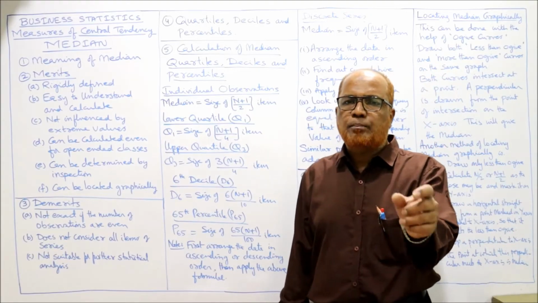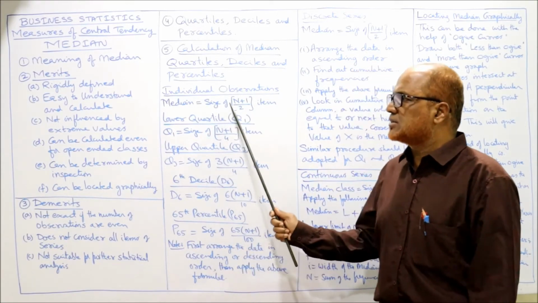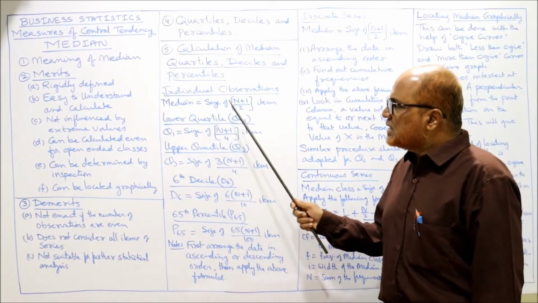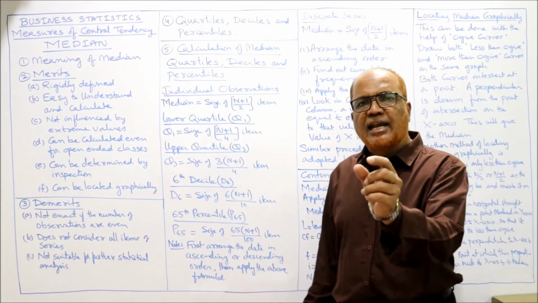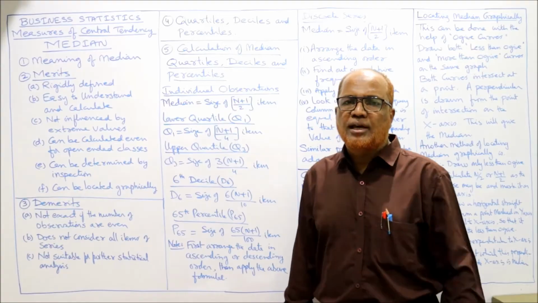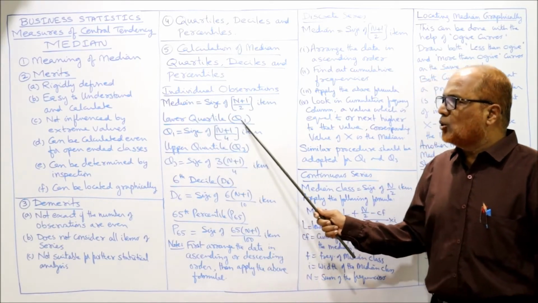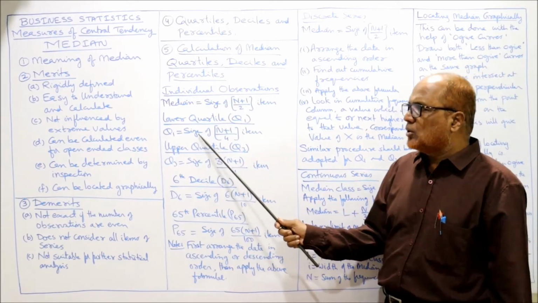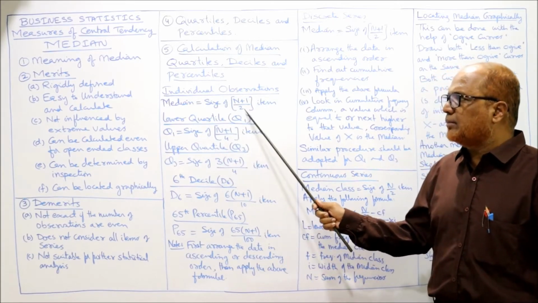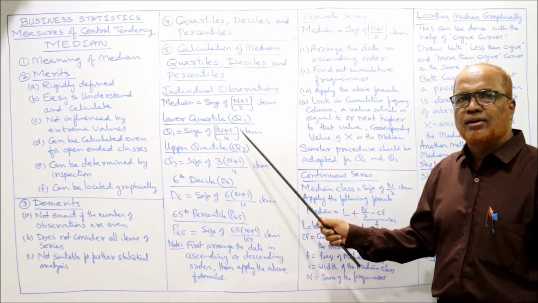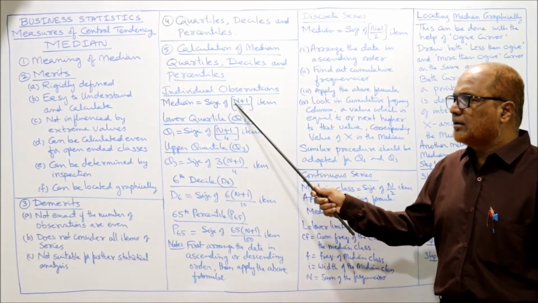Size of (n+1)/2. That's it. Lower quartile: now the same formula will be applied, only the denominator will change. Instead of 2, now we'll take 4. So lower quartile Q1, the first quartile. Q1 is equal to size of (n+1)/4. It was (n+1)/2 there, here (n+1)/4. This is the quartile and that is the median.